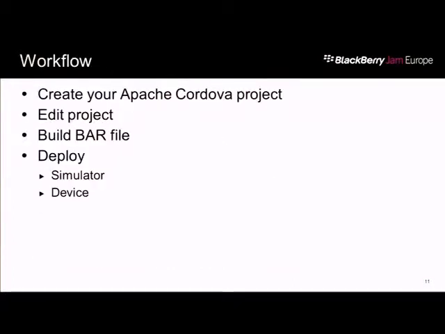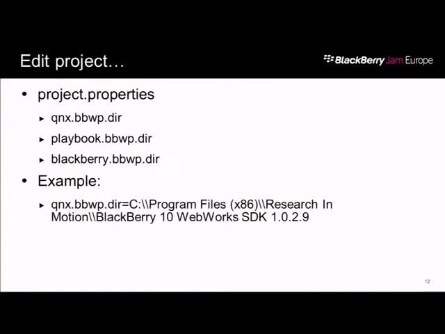The workflow is essentially this. You create the Cordova project, you edit the project. What's it called? Something properties.project. Yeah, right? You edit that file, you build the bar file, you deploy it into the simulator, or rather the device, and bam, that's it. Simple. Okay? So I'm not going to show that. I am going to show this.